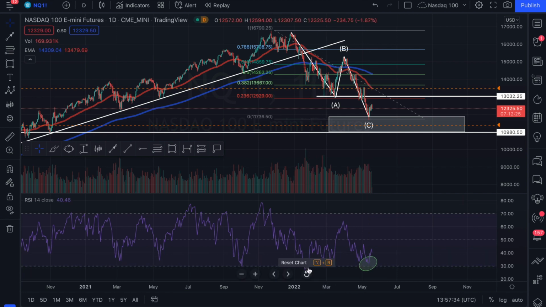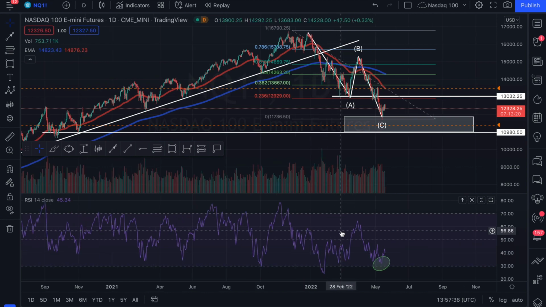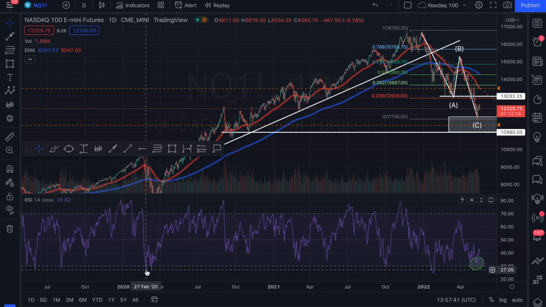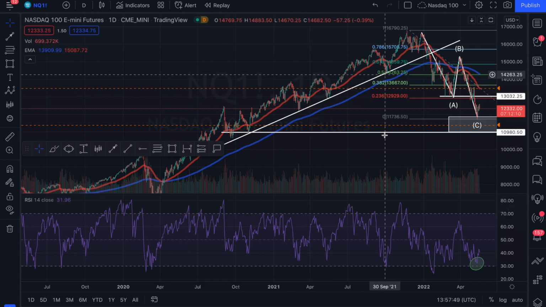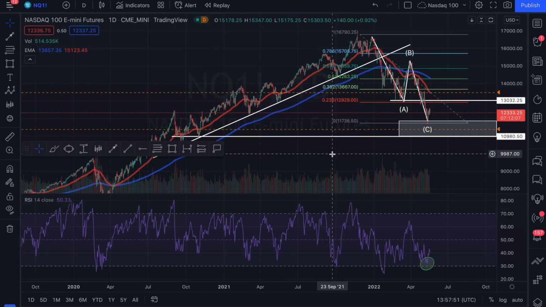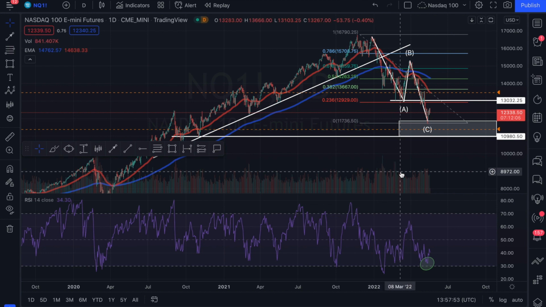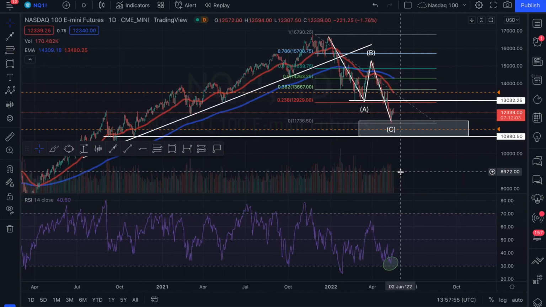In previous occasions when we have gone below that 30 reading on the RSI, that has ultimately been a buying trigger. The last time that occurred was all the way back on the 18th of March 2020. That's when COVID first hit, and of course the rest was history. We had this multi-year gain towards the upside. I'm not saying that's going to happen again, but what I am saying is that it could be a sign for the market to bottom.